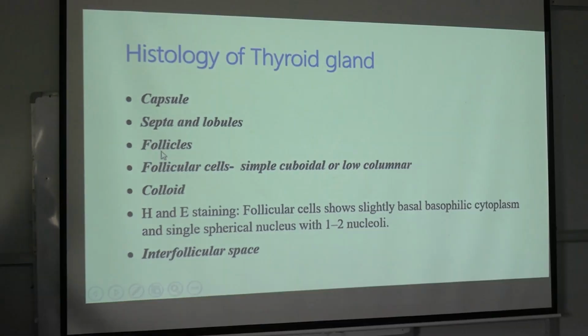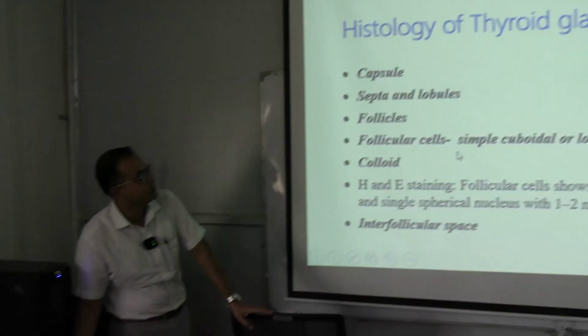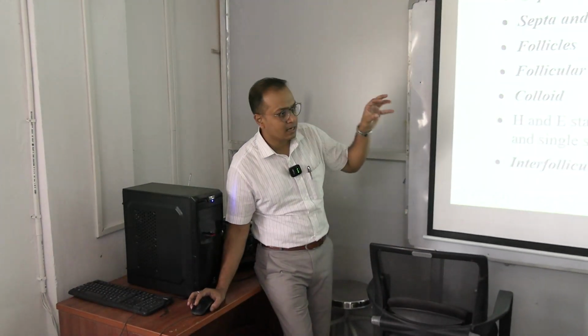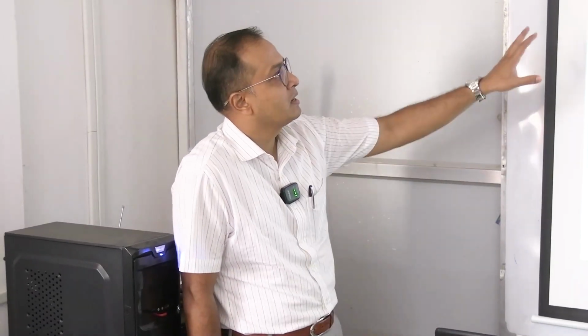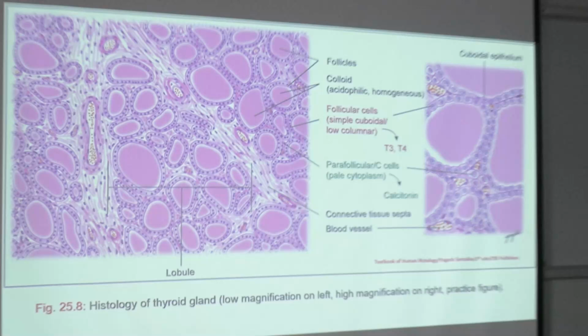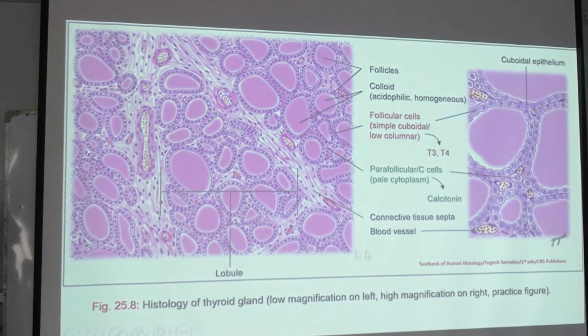Now these follicles are lined by cells known as follicular cells, and inside each follicle there is a fluid we call colloid. So this simple architecture exists in this gland. You can see a schematic presentation of how these things look. This is a thyroid gland, and the capsule should be somewhere here.